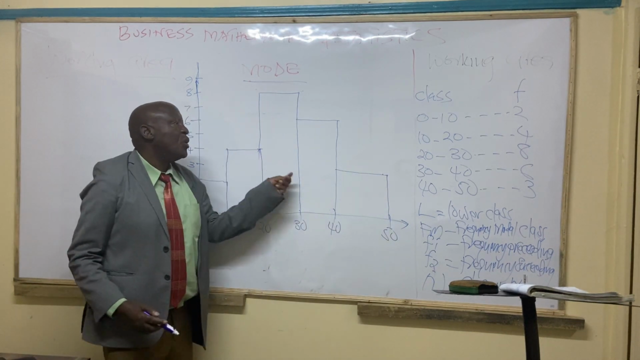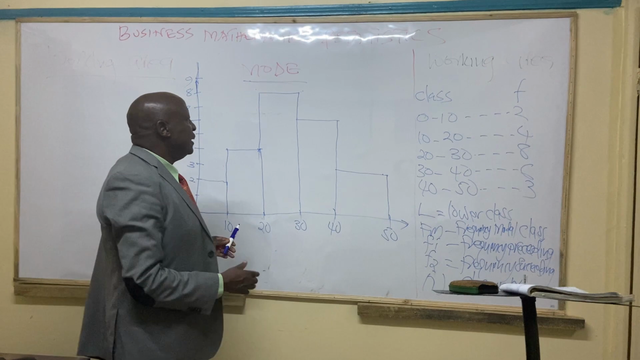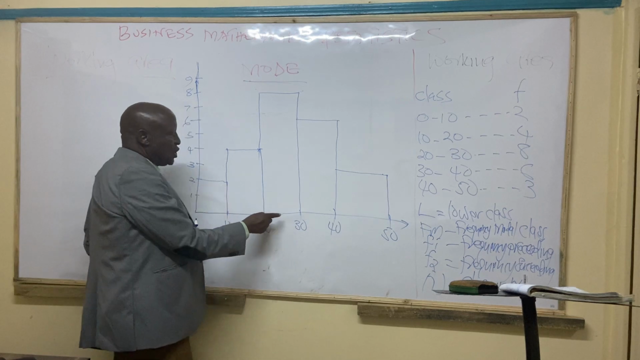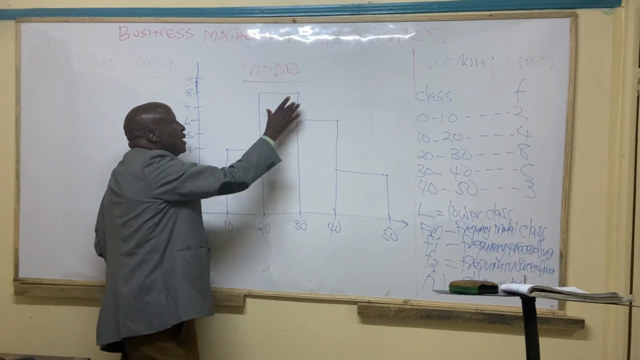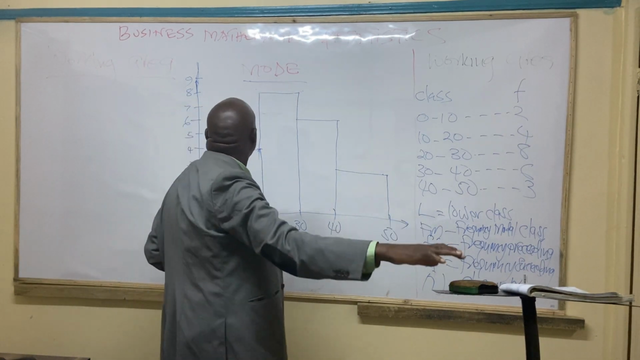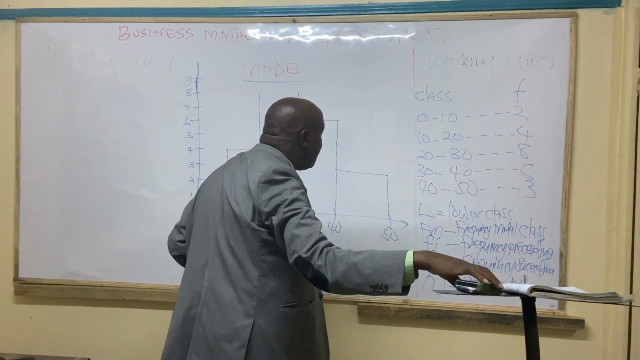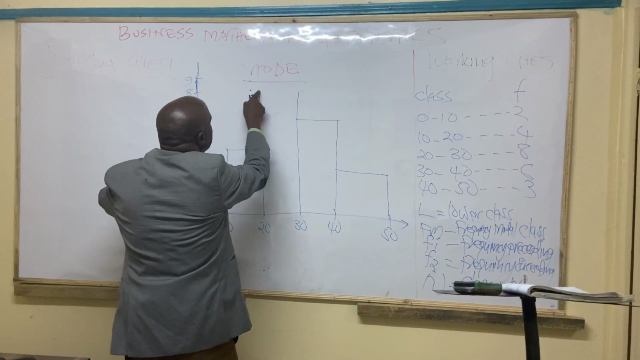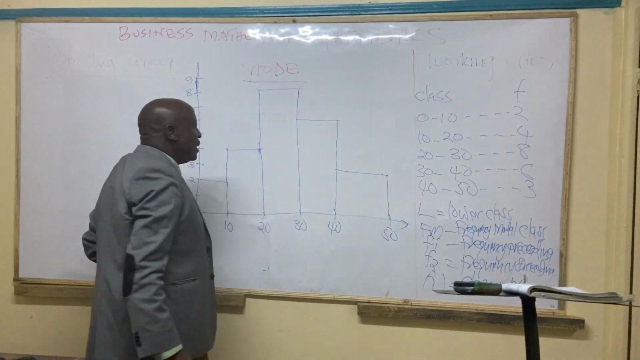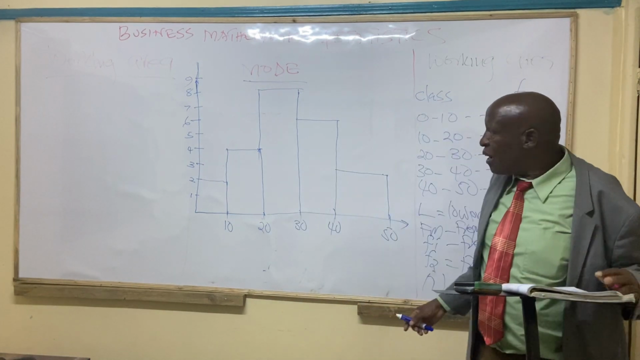So from the graph, we see that the most occurring class is 20 to 30, and here it is the tallest. You see, it is the tallest. In fact, it should reach here. This is 8. It should be a bit here. Yeah, that's the tallest. So we have used the graph.